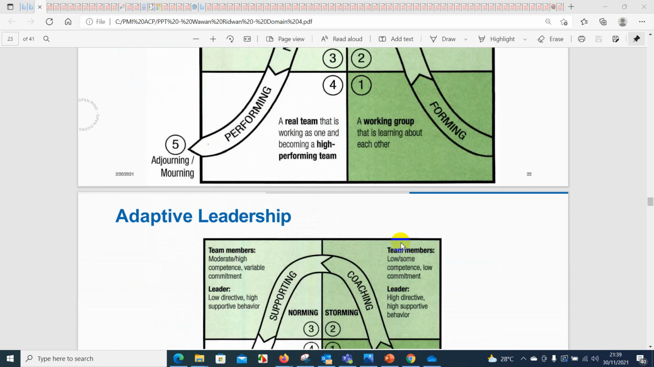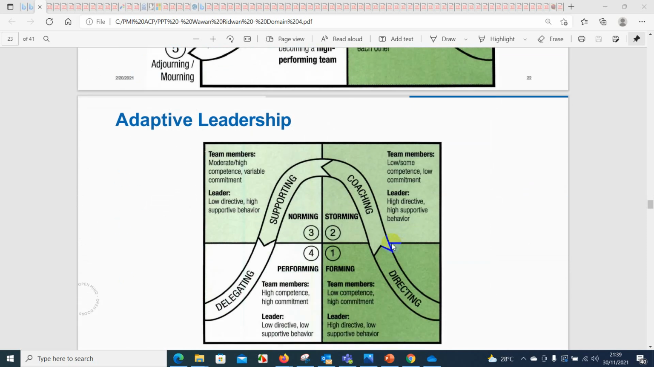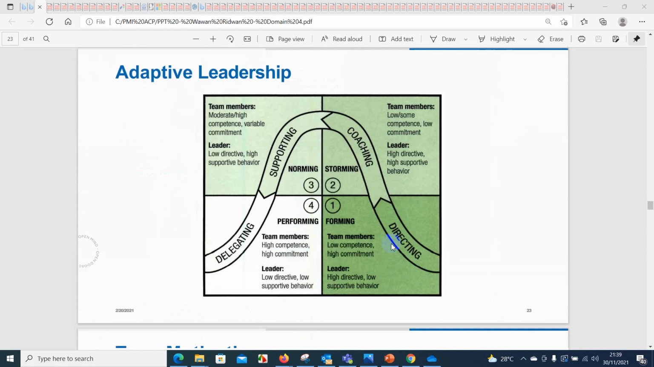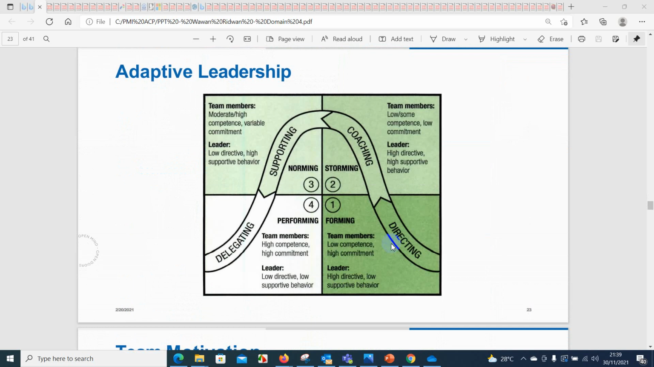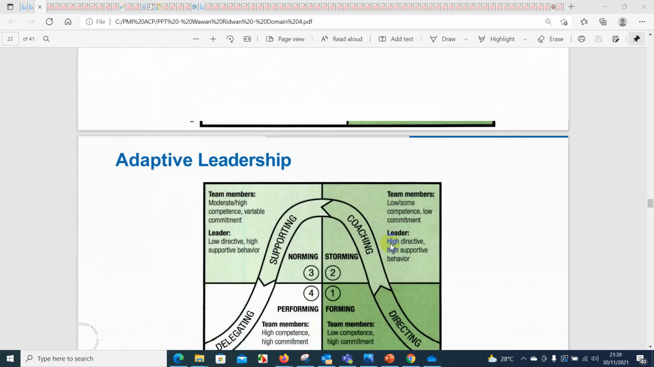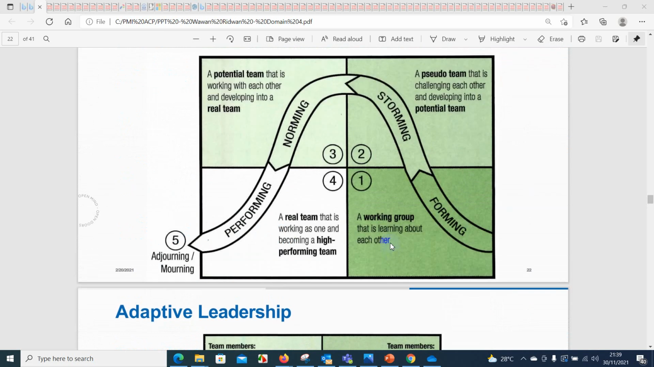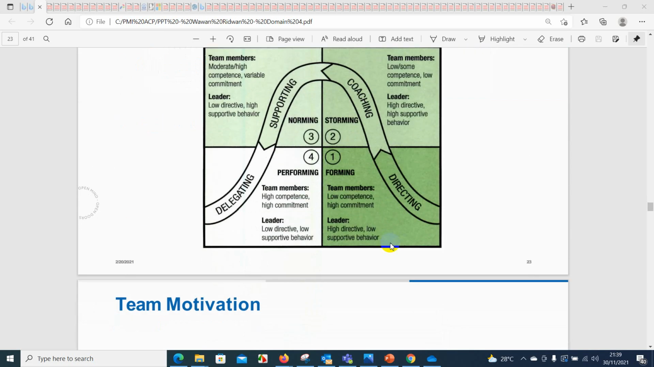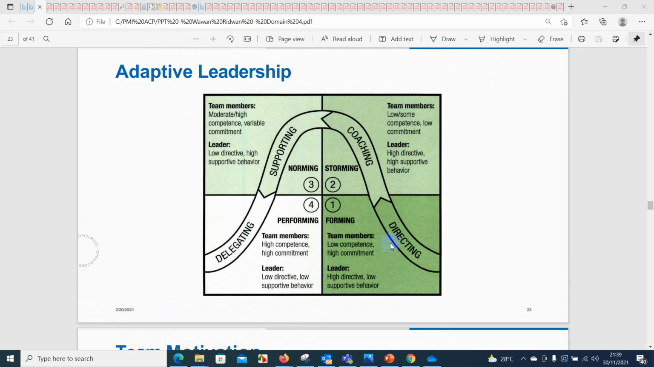Learning morning, adaptive learning. Forming: team members have low competence, high commitment, the leader is highly directive with low supportive behavior. Directing, coaching. Storming: coaching. Directing, coaching: team members have low competence, low commitment, high directive, high supportive behavior.